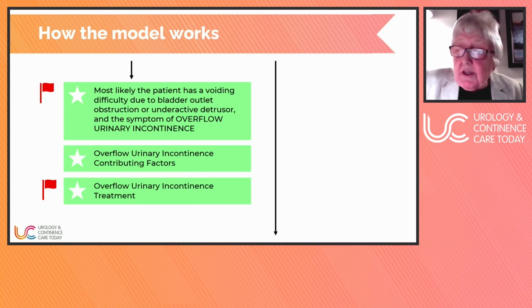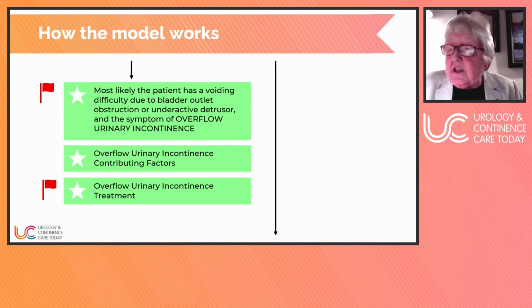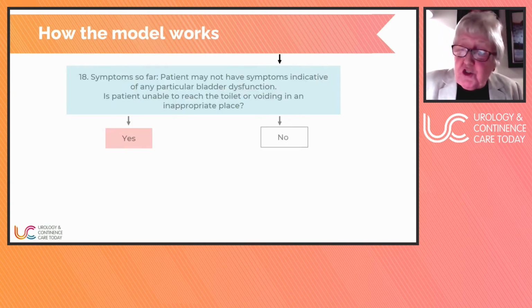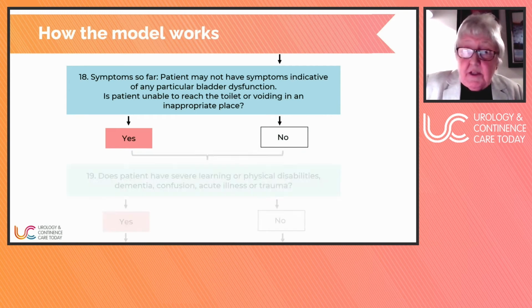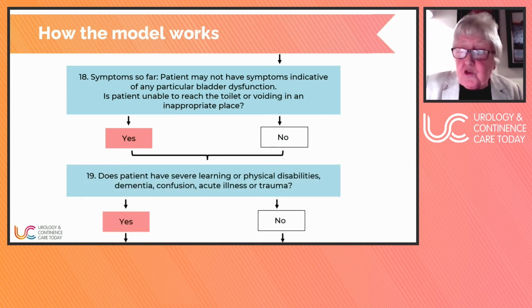If the previous section of the model has left the assessor still unsure of the reason for the incontinence, or the patient has functional difficulties, then continue into the final section. On reviewing the symptoms so far, the patient may not have symptoms indicative of any bladder dysfunction. So we need to ask, is the patient unable to reach the toilet or voiding in an inappropriate place? Does the patient have severe learning or physical disabilities, dementia, confusion, acute illness or trauma? If the answer to either or both questions is yes, then we must begin to consider functional problems which need to be addressed.